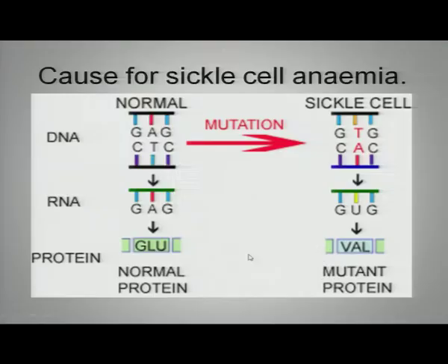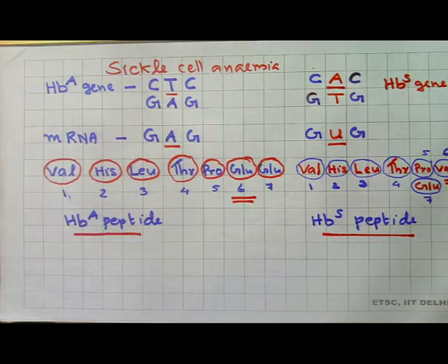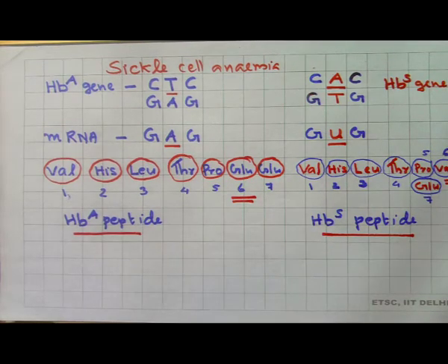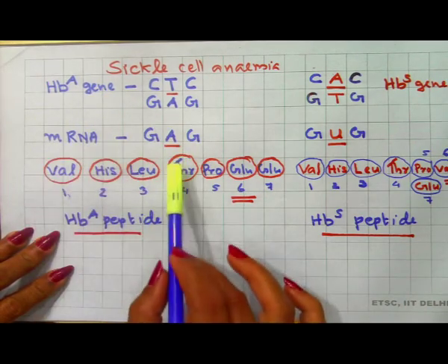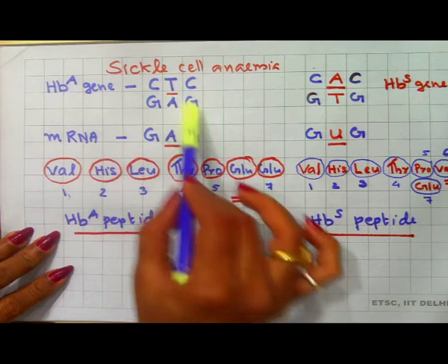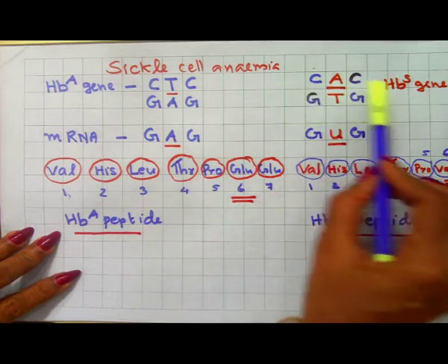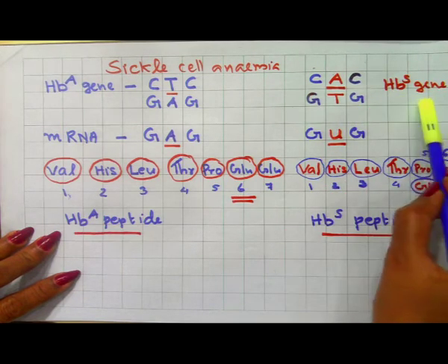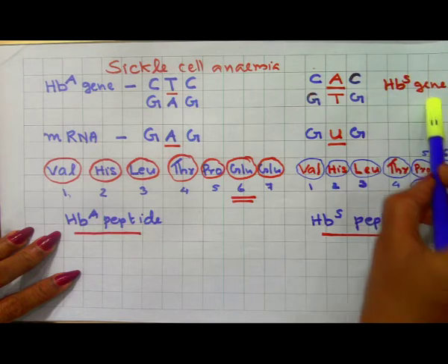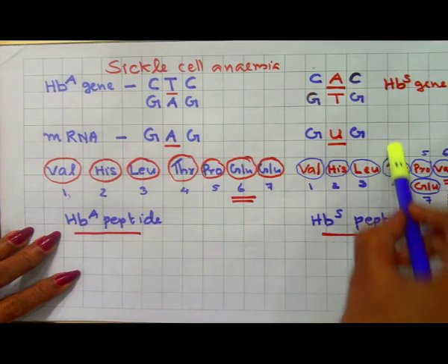I will show the same here. You can see the other amino acids also in this case. This is the HbA gene, that is the normal gene, CTC, and the complementary pairing GAG. Here it is CAC and GTG. This is the HbS gene for sickle cell anemia. The mRNA is GAG, and here it is GUG.